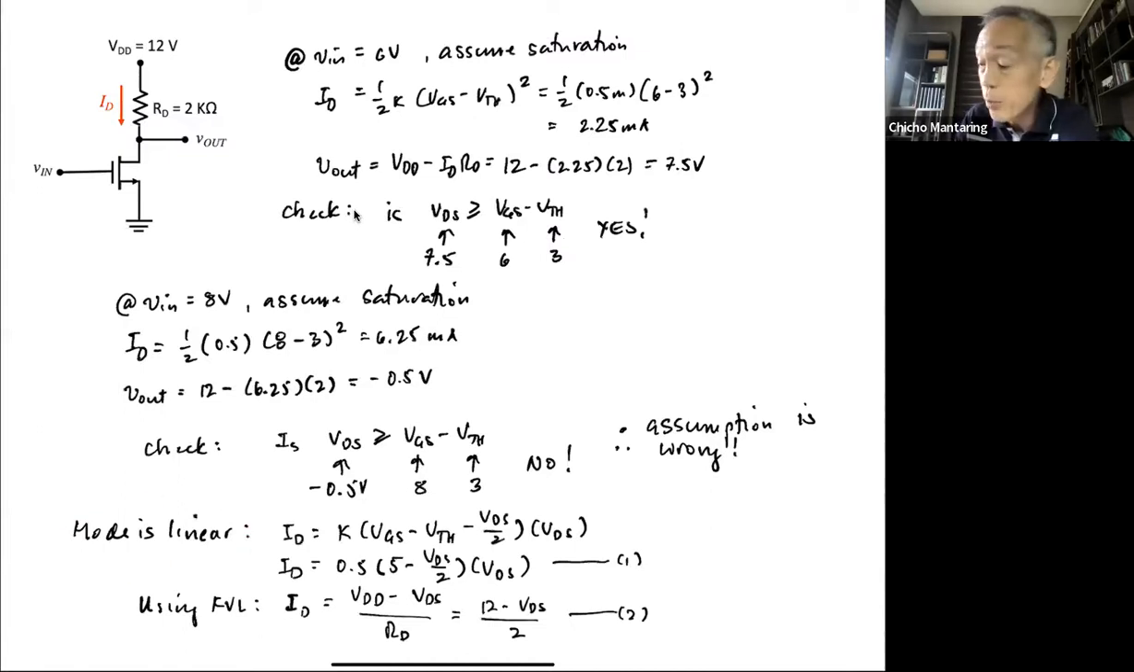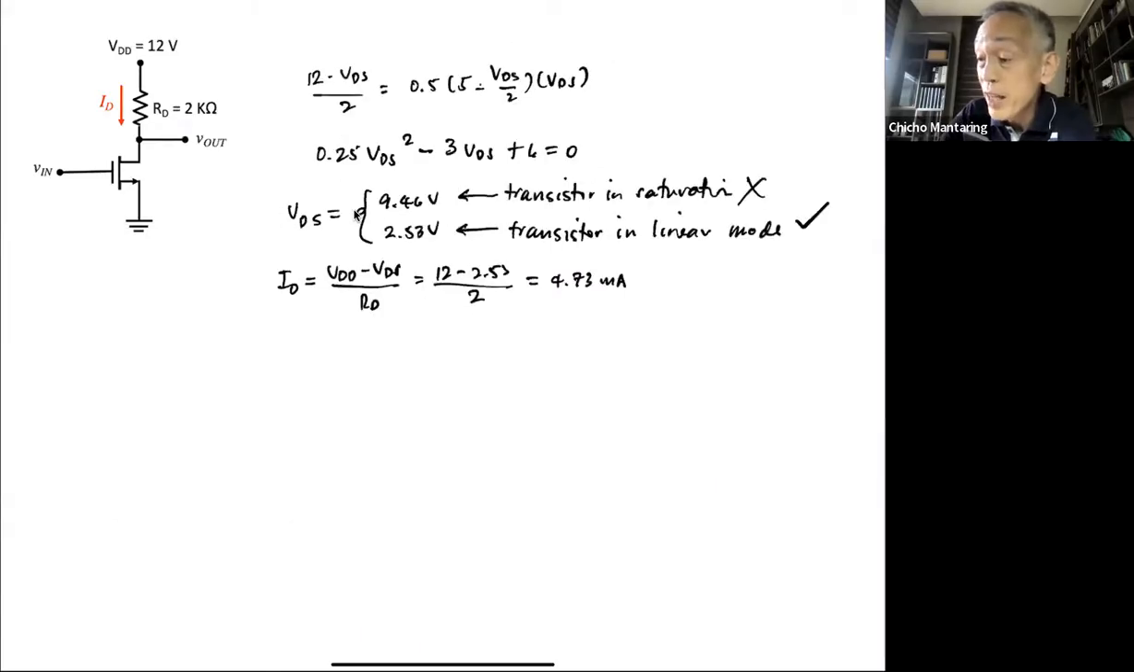And when you shift to linear mode, you end up having to solve for two equations in two unknowns. And the solution ends up being quadratic. And because your solution is quadratic, you're going to come up with two roots. And then you have to check which one of these roots is valid. Only one root will be valid, and that's the correct answer.